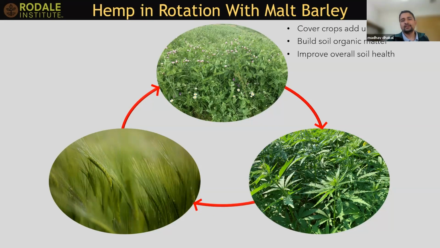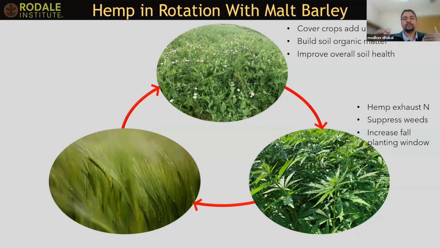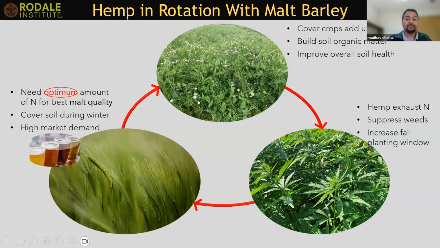So what we're looking at is the cover crop, how much nitrogen it can add, how much soil organic matter it can produce, and how much soil health it can improve. So we are looking into nitrogen adjustment by hemp, how much weed it can suppress. Another benefit is that we harvest the hemp in August, which means there is enough planting window for the fall crop as well. And because hemp actually utilizes more nitrogen, that could be optimum for malt barley production, because the nitrogen requirement is low for the malting type barley.